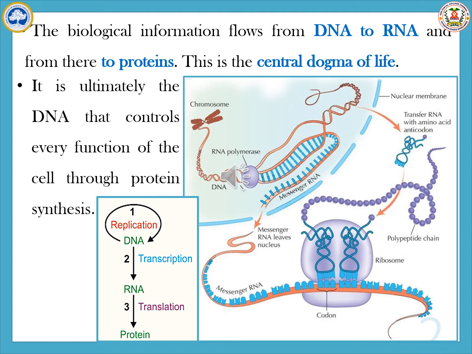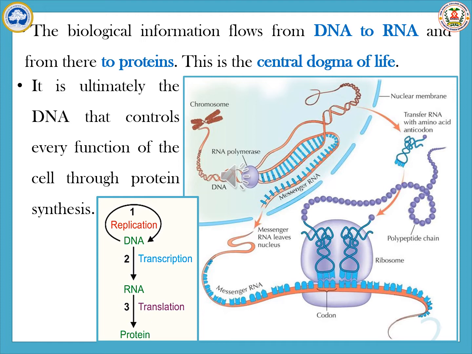During the multiplication of a cell, the DNA gets multiplied. The process of DNA multiplication is called replication. The replicated DNA gets converted into RNA. The process of conversion of DNA to RNA is called transcription, and the transcribed RNA gets converted into protein. The process of conversion of RNA to protein is called translation. So the central dogma of life includes replication, transcription and translation to form daughter cells.